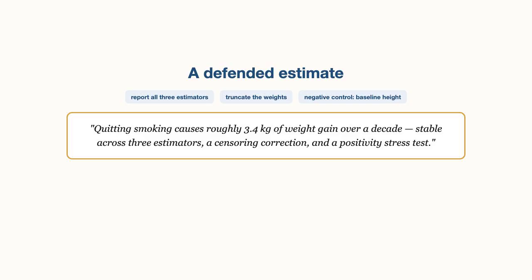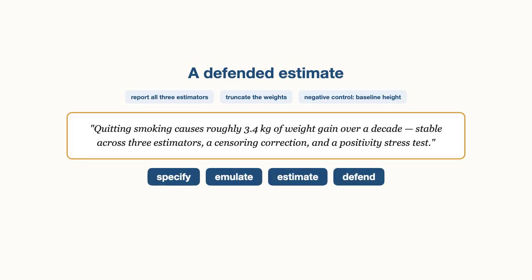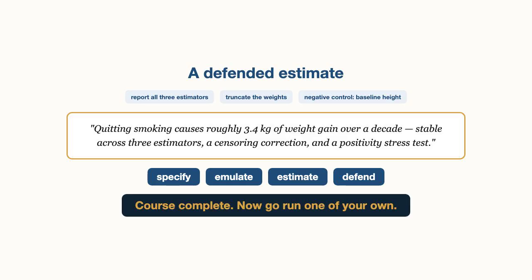Quitting smoking causes roughly 3.4 kilograms of weight gain over a decade, stable across 3 estimators, a censoring correction, and a positivity stress test. That is the difference between a number and a defended estimate. You can now specify, emulate, estimate, and defend. The course is complete. Go run one of your own.